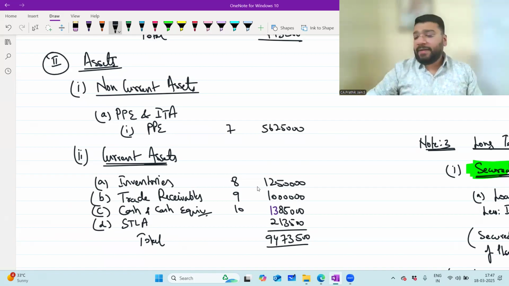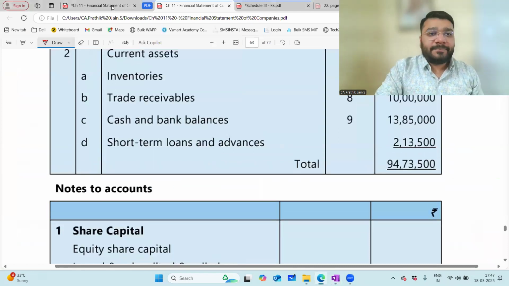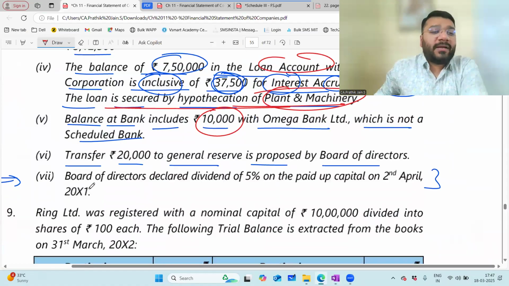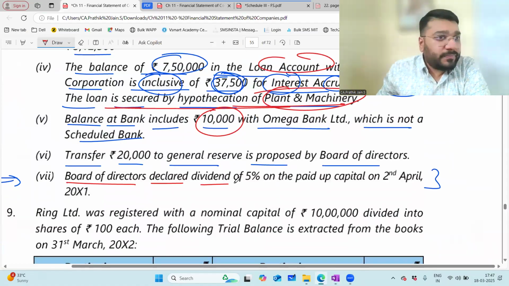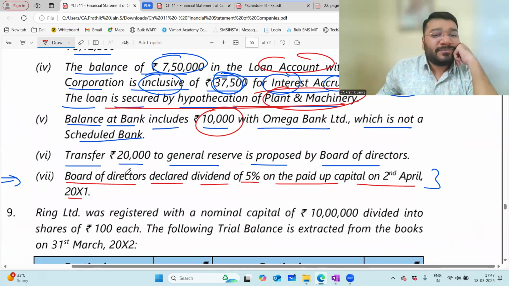Now, there's one thing that I haven't explained, which is the last adjustment of this question. Board of Directors declared dividend of 5% on the paid up capital on 2nd April 2001. In this line, there's one mistake. What is that mistake? Declared, sir. It should be proposed.